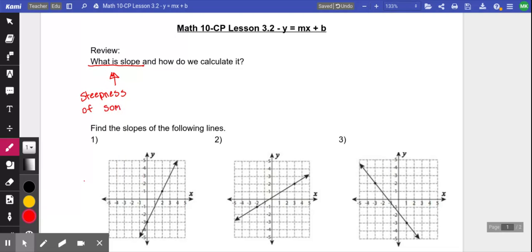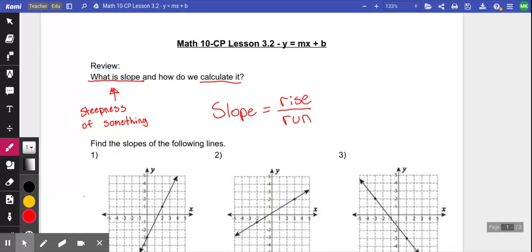For instance, something that is very steep, like a steep hill, it goes down really, really fast, that would have a large slope because it's very steep. Something that is not very slanted, like a little ramp to get up into a building, like a handicap ramp for a wheelchair, that's not very steep, so that would have a low slope, like a small number. The way that we calculate slope is that we had a formula: slope equals rise divided by run.